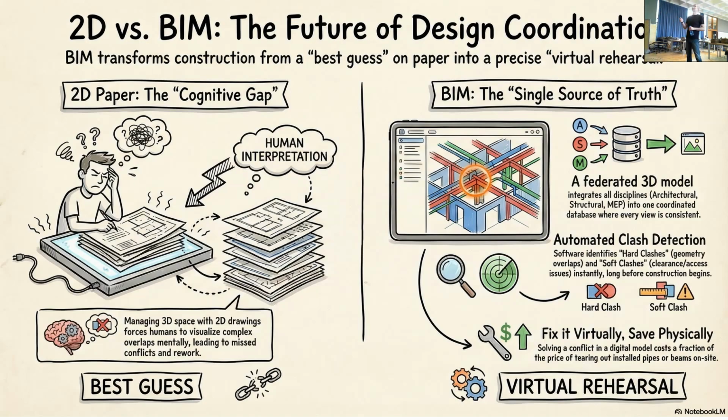So yeah, it happens. So 2D versus BIM, as you can see, this is how we did it in the past. Putting things on top of each other, we would have a light box like the one that you had at the back, and we would try to figure out if things are clashing in 2D. With BIM, of course, it's all about visualizing it in 3D. We have a federated 3D model, then we run automated clash detection, and we fix it virtually. So we basically have this virtual rehearsal of the construction process.